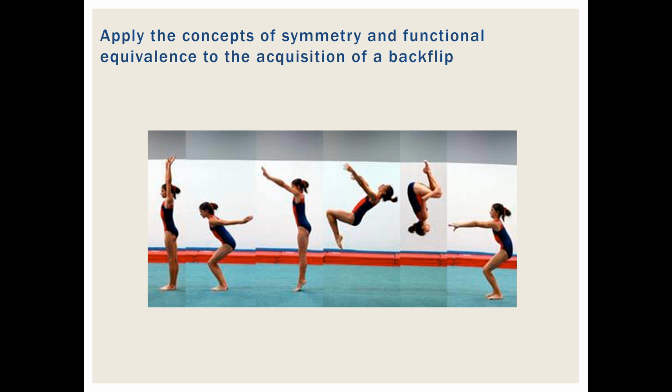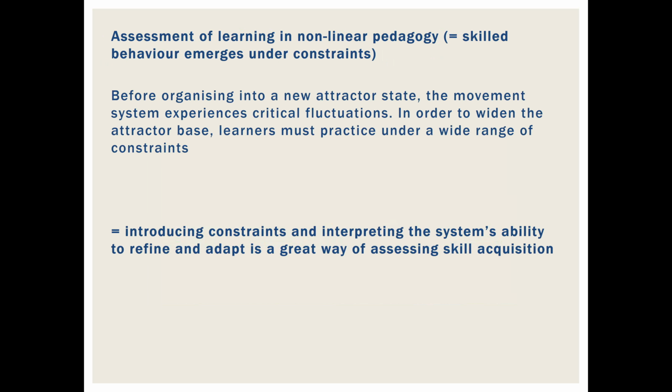So just training this particular backflip without any variation is not going to develop a really stable attractor state. It's going to develop a stable attractor state for doing that backflip exactly there, exactly as it's shown, but not, for example, during competition. And so that's why we say that applying variability to learning is going to develop much more stable attractor states.